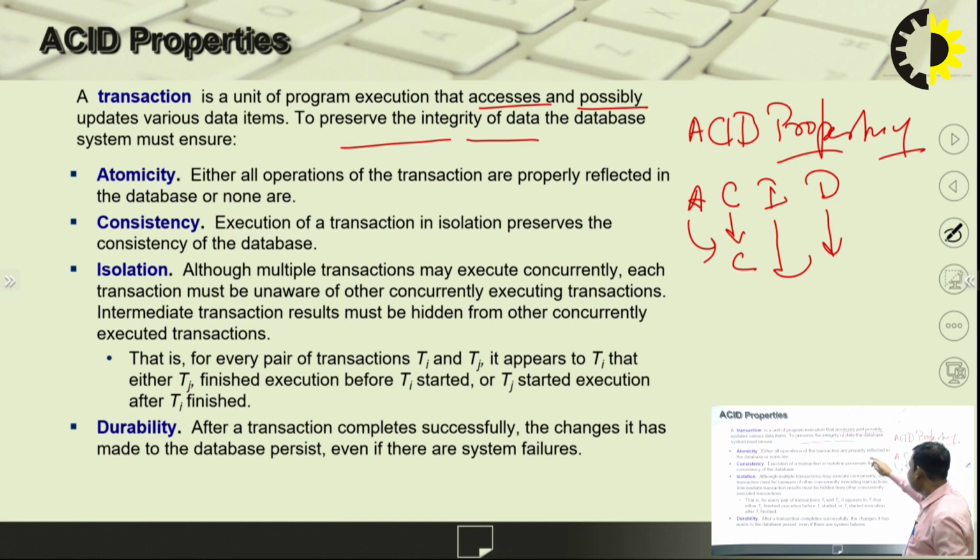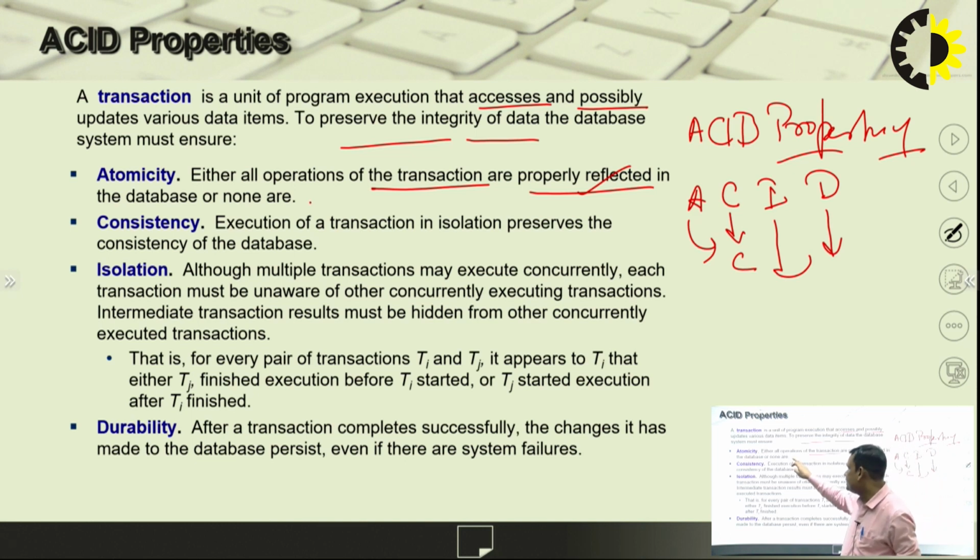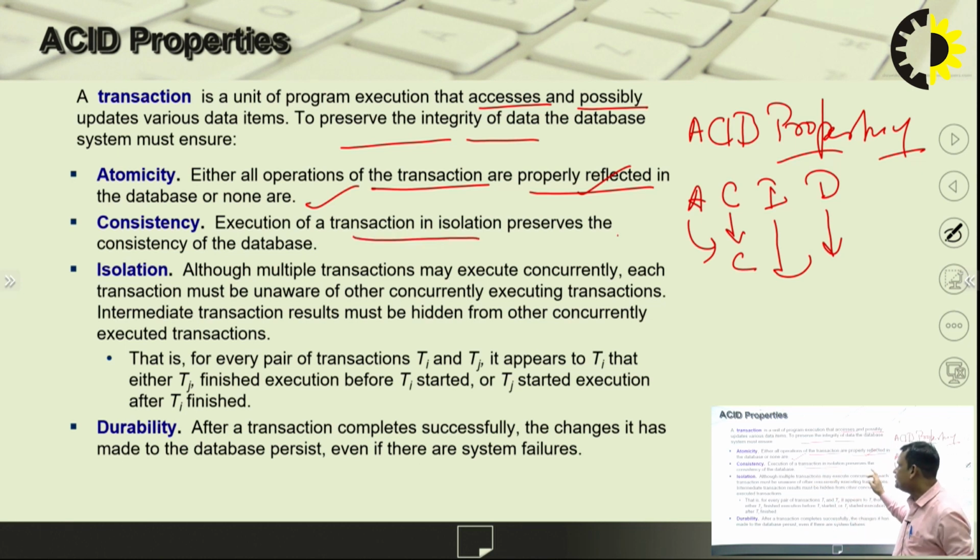So first, atomicity: either all operations of the transaction are properly reflected in the database or none are. Consistency: execution of the transaction in isolation preserves the consistency of the database. Isolation: multiple transactions may be executed concurrently on the database. And durability: after the transaction completes successfully, the changes do not get lost despite other failures of the system or the database.